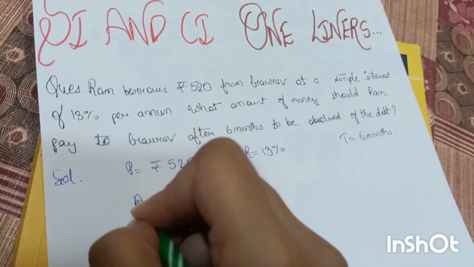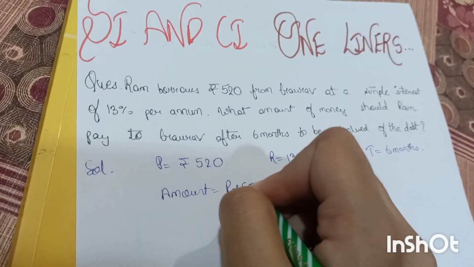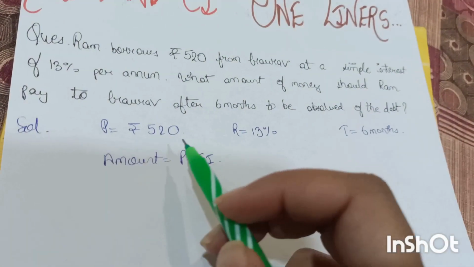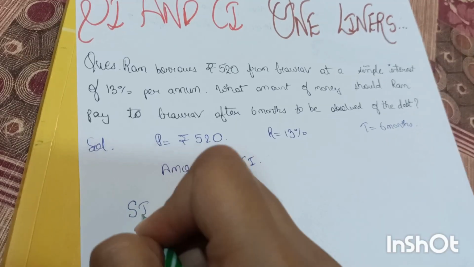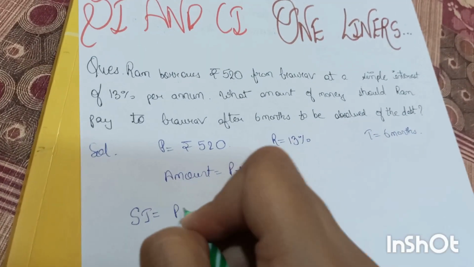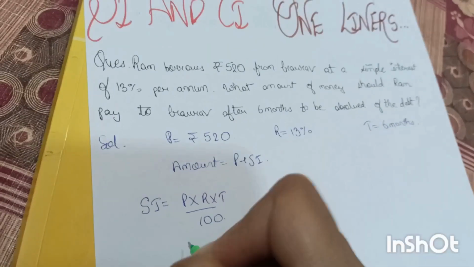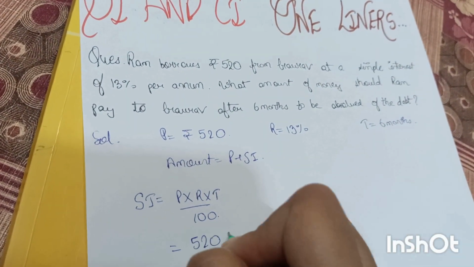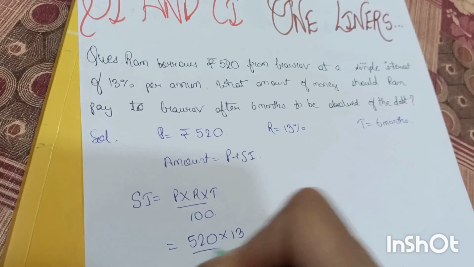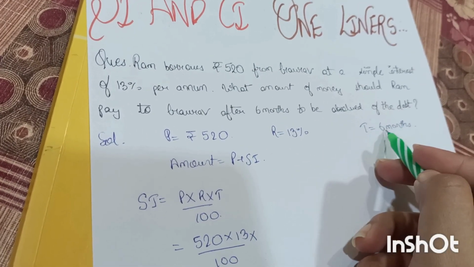amount. So you know the amount formula is principal plus SI. Over here you can see that SI is not given, so first let's find SI. You know the formula for SI is principal into rate into time upon 100. So let's put the values. Principal over here is 520 and rate is given as 13% and time is given as 6 months.